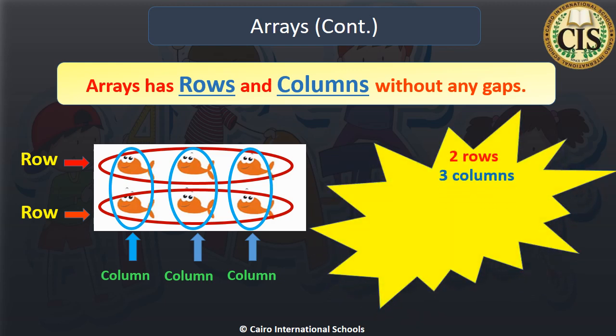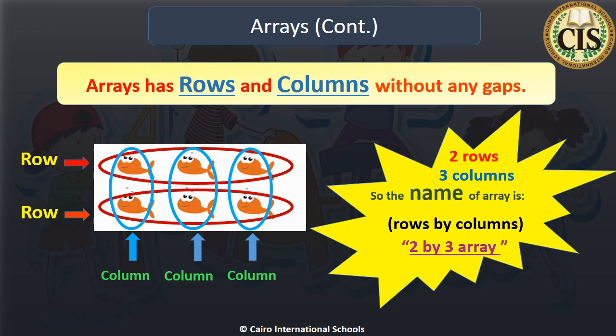Now we want to give this array a name. We said that the name of the array is rows by columns. Don't forget, rows must come first. How many rows do we have here? We have 2 rows, so we must write 2, and the word by. How many columns? 3 columns. And don't forget to write the word array. So this is a 2 by 3 array. The name of the array is 2 by 3 array.